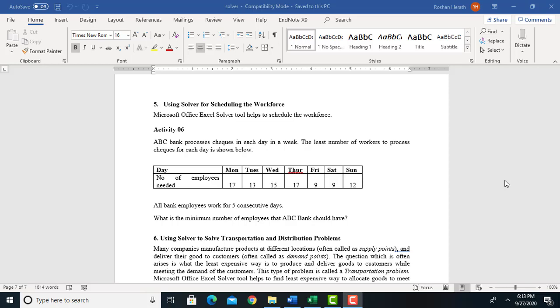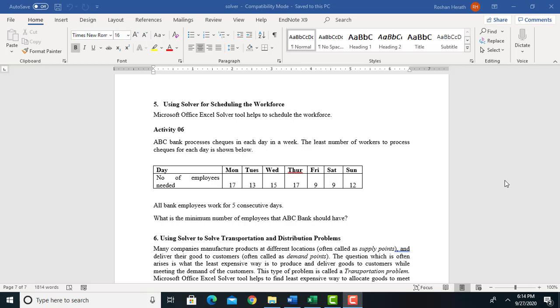Welcome to Accounting Modeling. In this video, we are going to discuss another important application of Excel Solver. We call it scheduling of workforce using Excel Solver. So when it comes to this particular application, basically what happens there is you are identifying a particular operation. For example, you may identify the check processing of a bank.